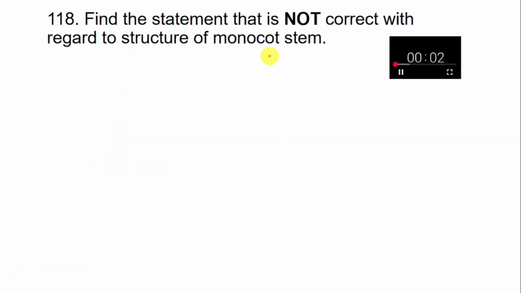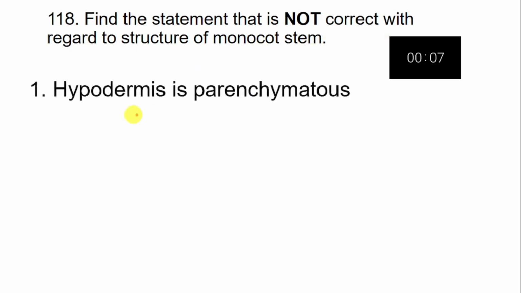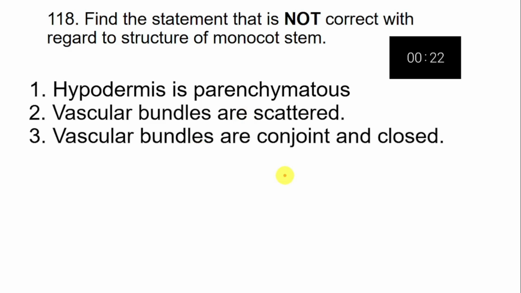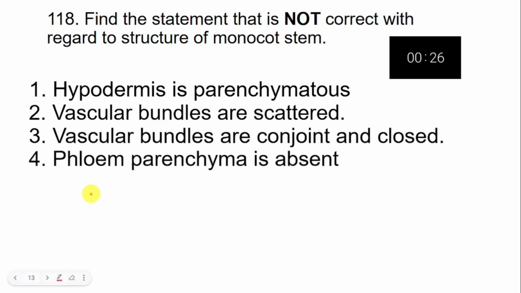Find the statement that is not correct with regard to the structure of the monocot stem. Hypodermis is parenchymatous. Hypodermis is sclerenchymatous in the monocot stem, and in dicot it is collenchymatous. Vascular bundles are scattered. This is correct. Vascular bundles are conjoined and closed. This is also correct. And the last one, phloem parenchyma is absent. Correct. So only the first option is incorrect, and that is the answer to this question.